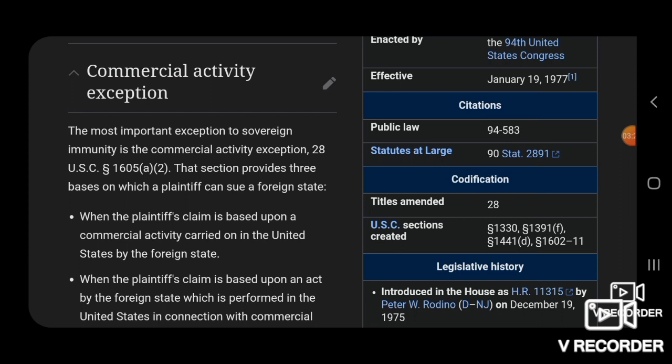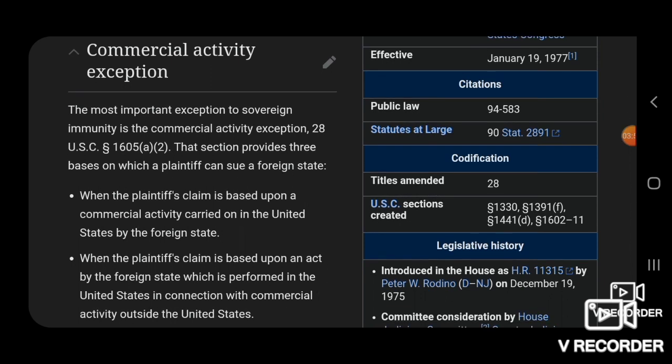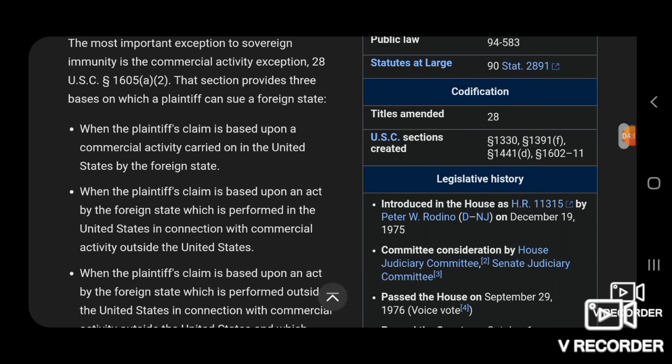What we need to know is that there is a veil-piercing mechanism that is very straight, meaning if you prove this, it doesn't matter what they say, they are liable if you prove what I'm about to say. There is a commercial activity exception. The most important exception to sovereign immunity is the commercial activity exception, 28 U.S.C. 1605(a)(2). This section provides three bases on which a plaintiff can sue a foreign state.